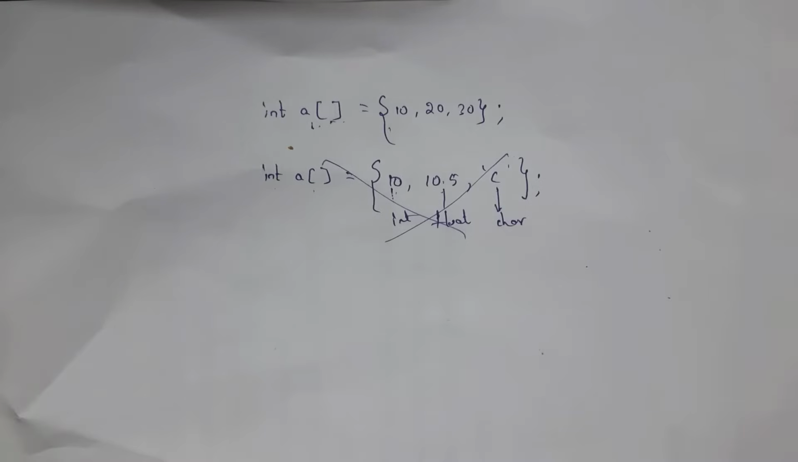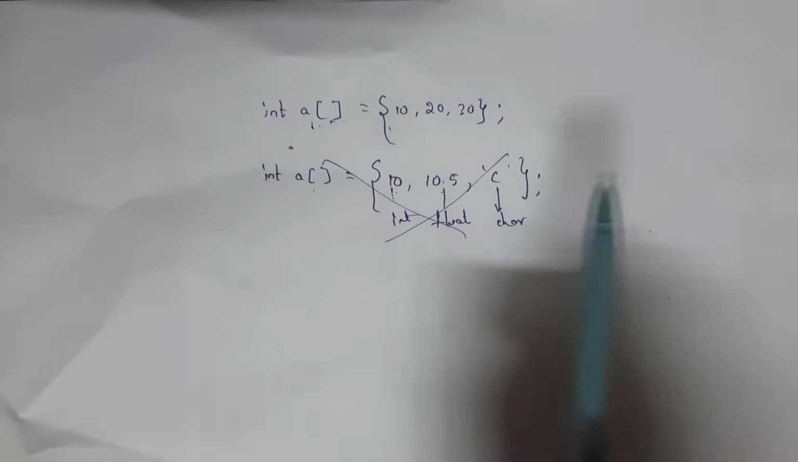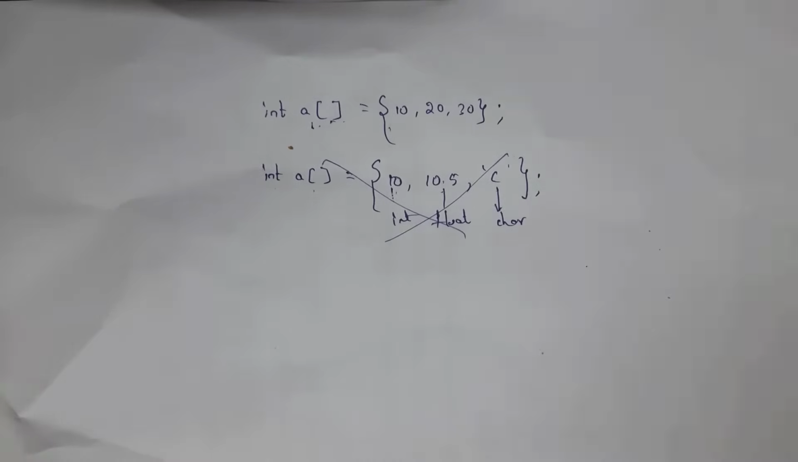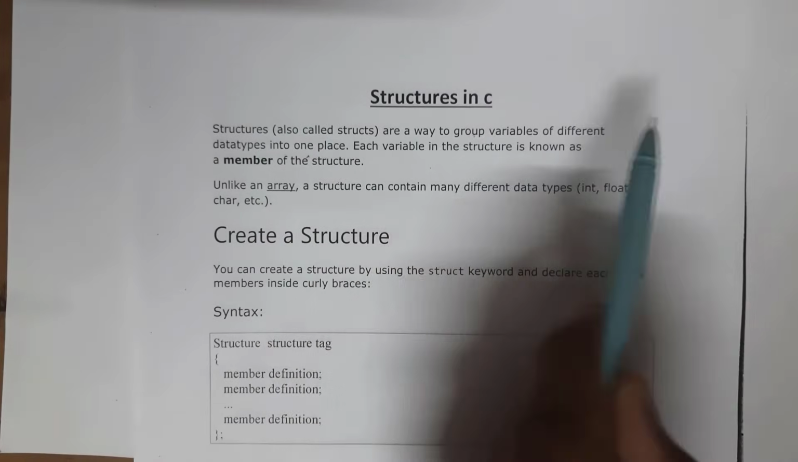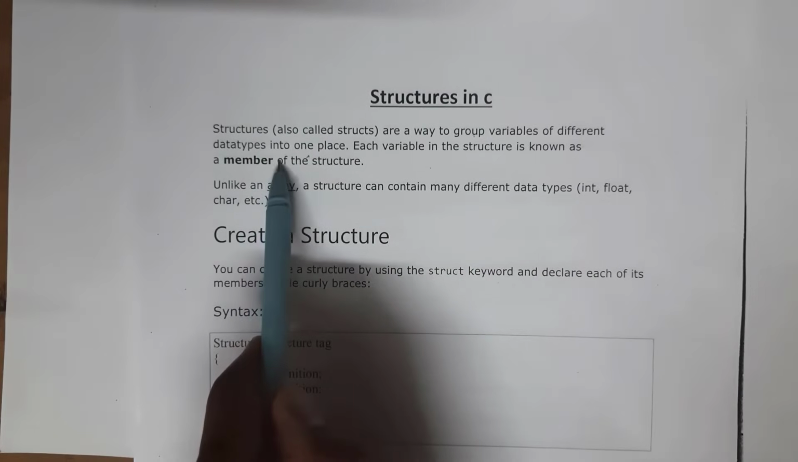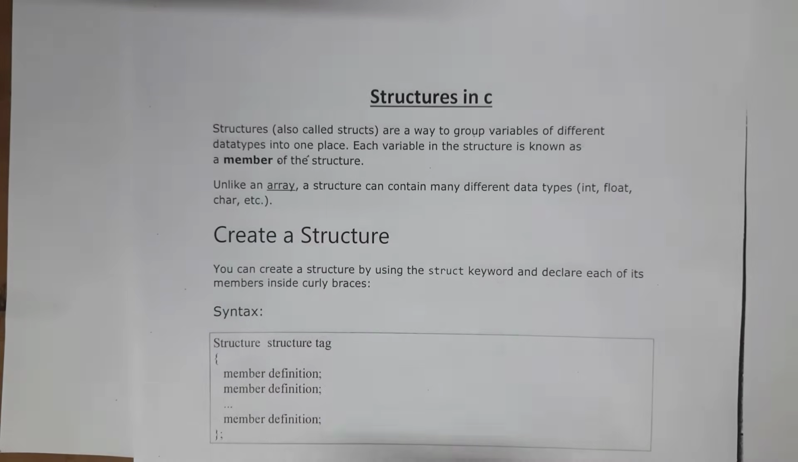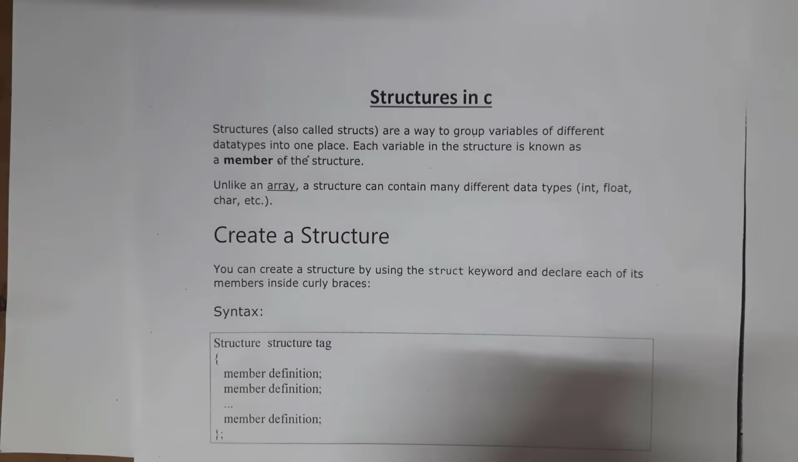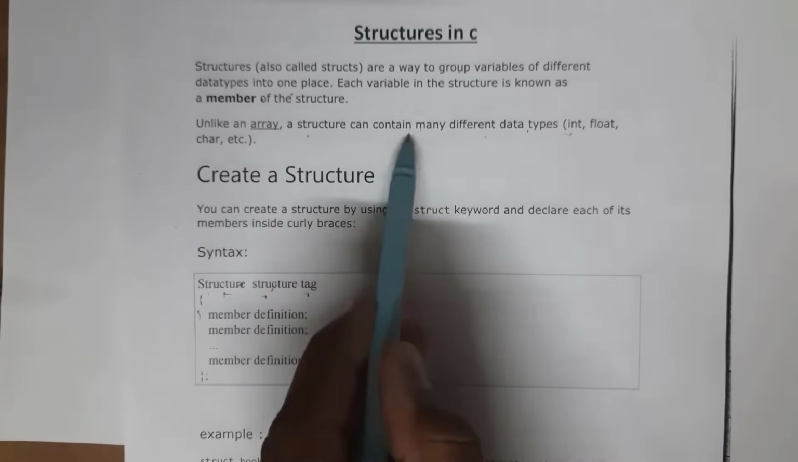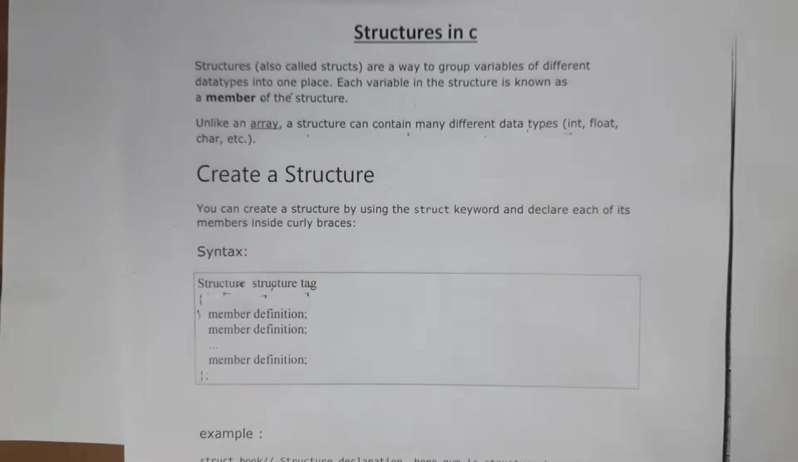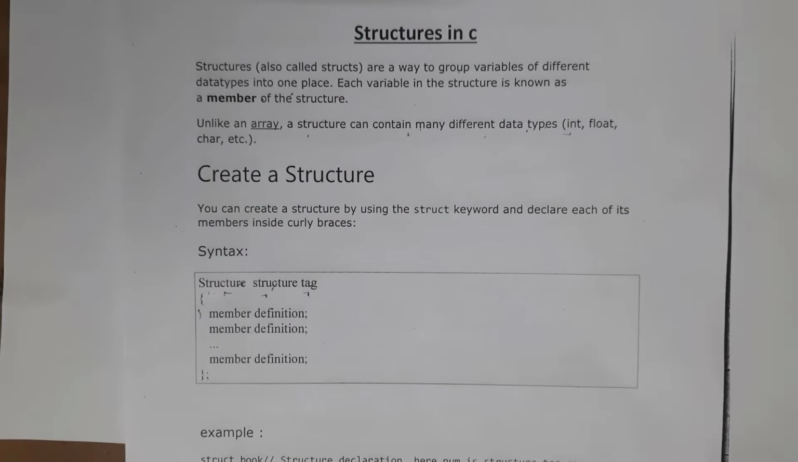If you want to group variables of different data types in one place, then you need to use structures. Structures are a way to group variables of different data type in one place. Each variable in a structure is also known as a member of the structure. Whatever variables we declare inside a structure, we call these variables members. Like arrays, a structure can contain many elements, but of different data types. As I said before, by using structures, we can store variables of different data types.